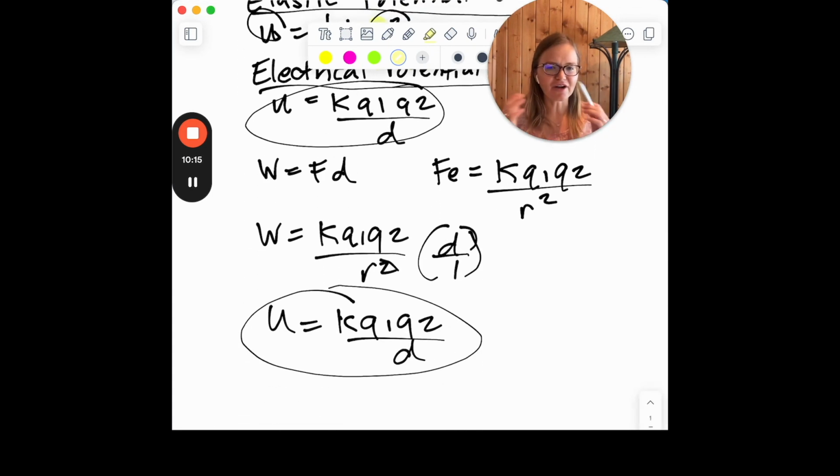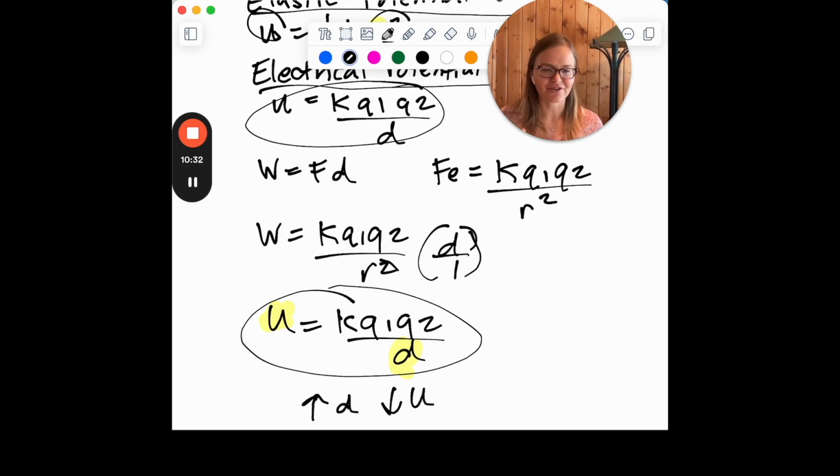But here with our electrical potential energy, if we increase our D, our distance between our two charges, since it's in the denominator of our equation, the opposite thing is going to happen to our U, our potential energy. So in other words, if we increase the distance between our charges, we're going to decrease our potential energy.